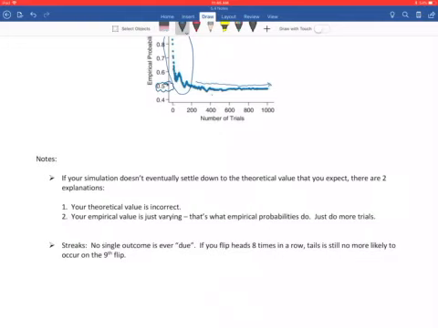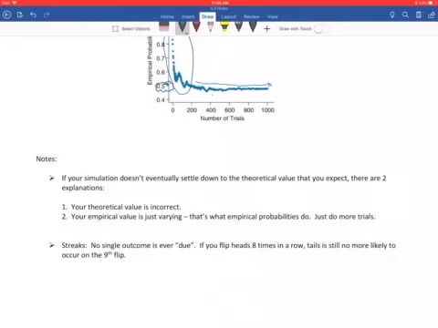If your simulation doesn't eventually settle down to that theoretical value, there are basically two explanations. One, either your theoretical value is incorrect, so what you have accepted as the true probability is not true, or your empirical value is just varying and you should continue to do more trials. It seems like 1,000 trials is a lot, but if you did 10,000 trials, it should be even better, and 100,000 should be even better.